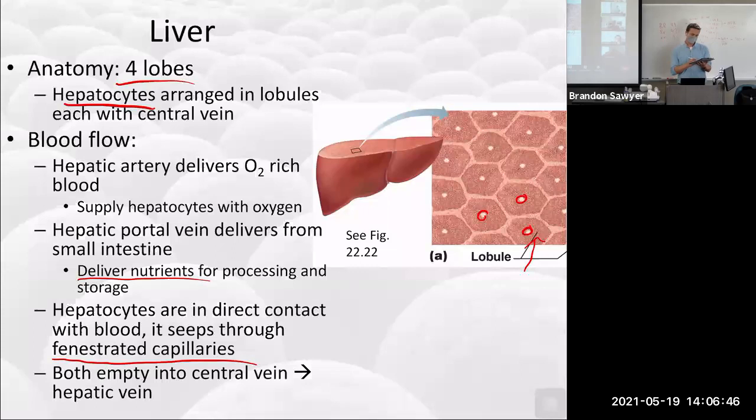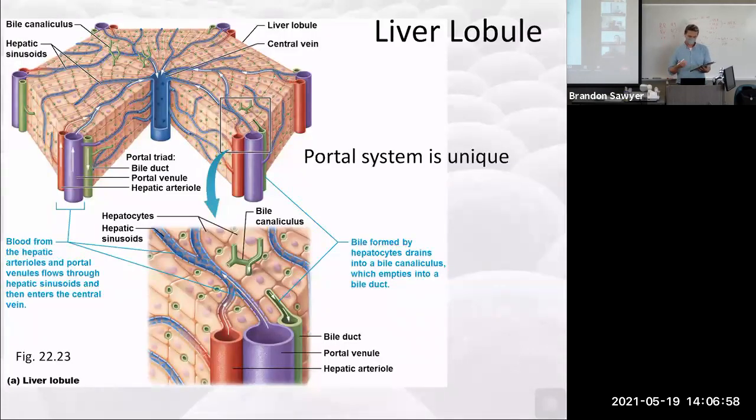Okay, both of these different blood supplies empty into the central vein here in the middle, and then all of that dumps into the hepatic vein, and then eventually that'll get back to the general circulation. And this is kind of what that looks like, right? So again, that portal system is a unique way where we have a capillary bed, vein, and then another capillary bed, vein, before we get back to the general circulation. Okay, so we can see that set up.